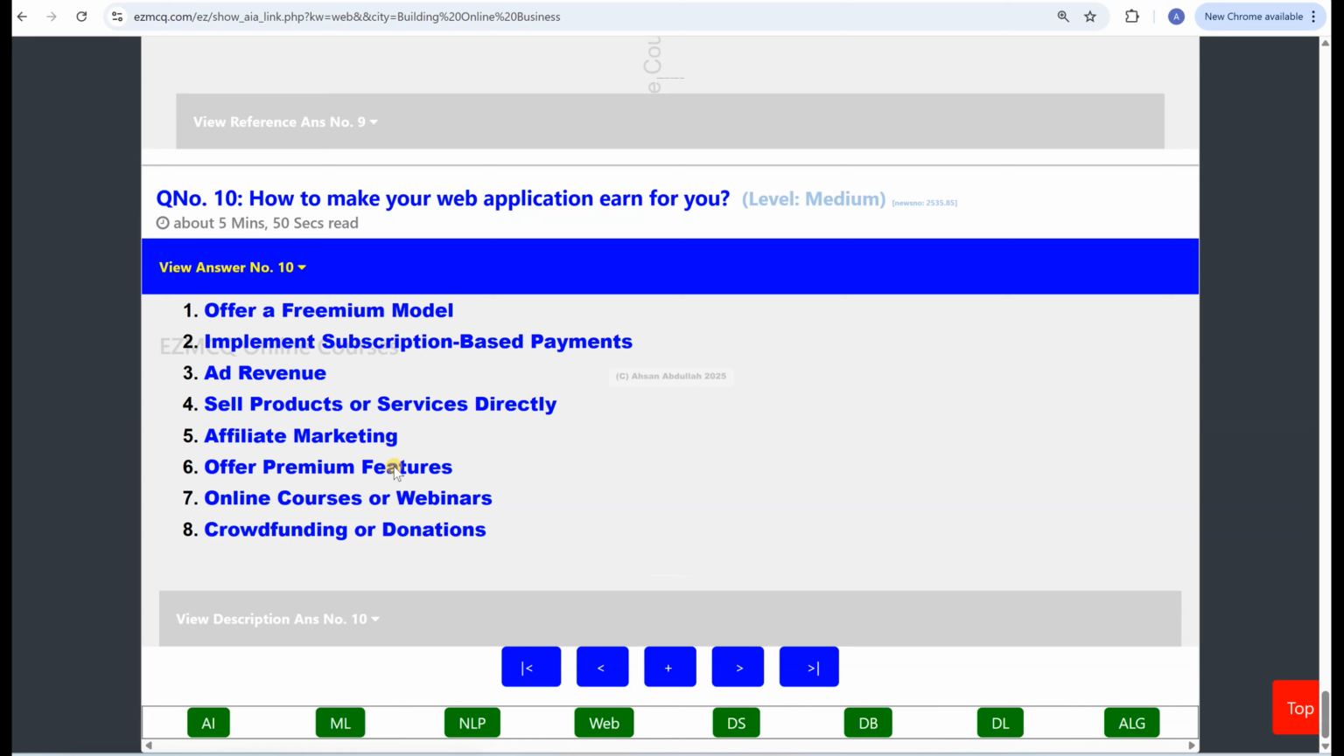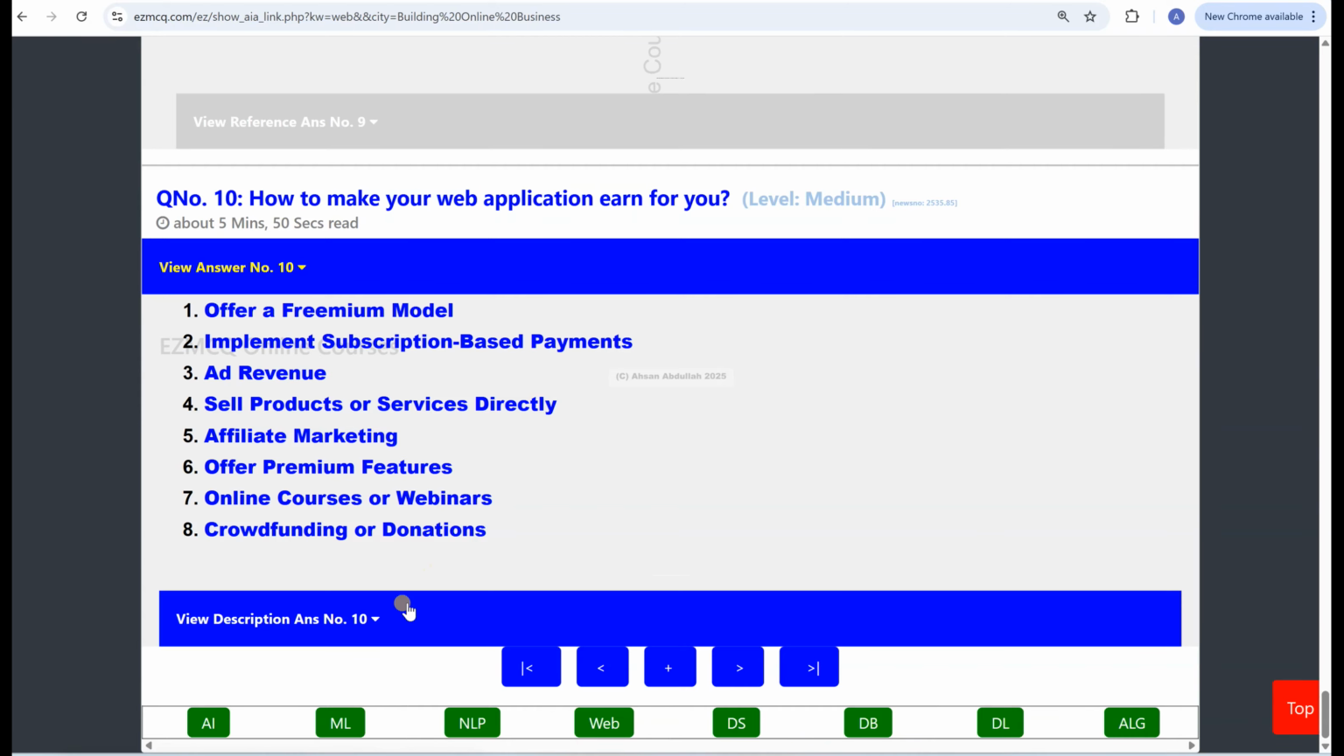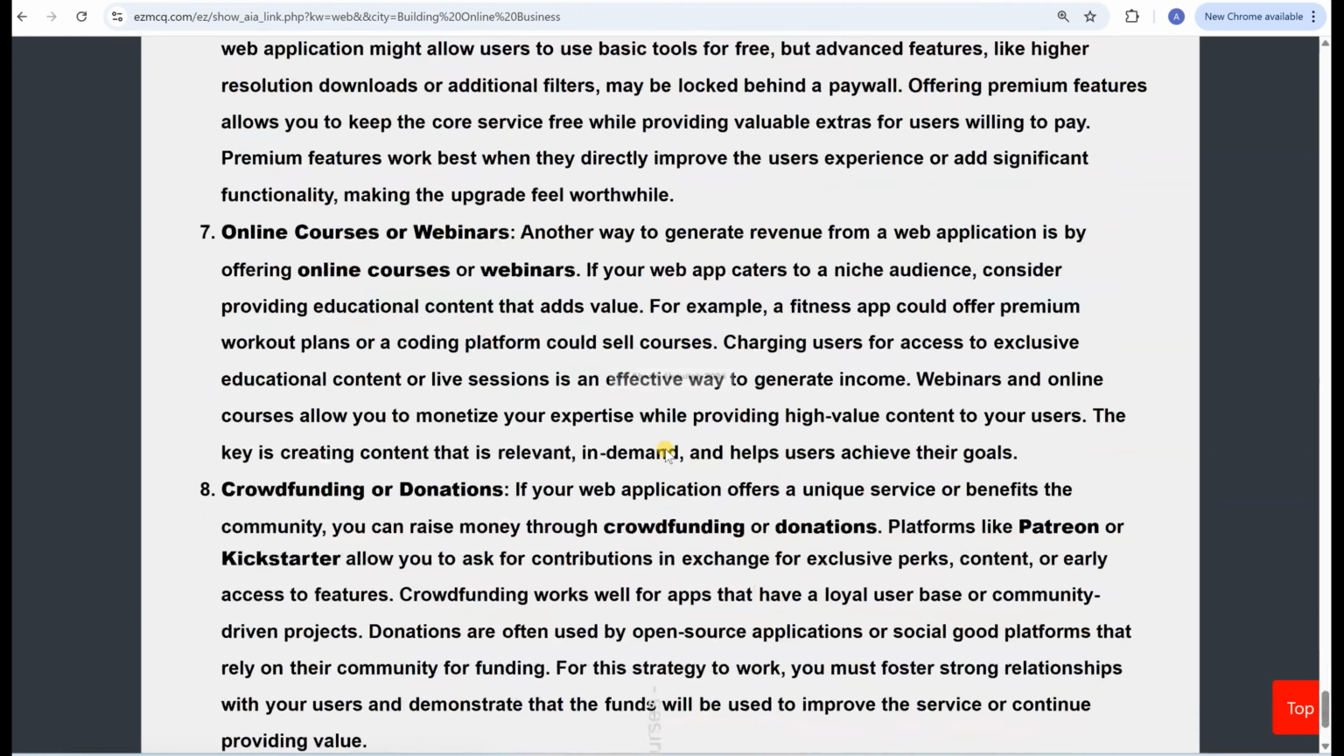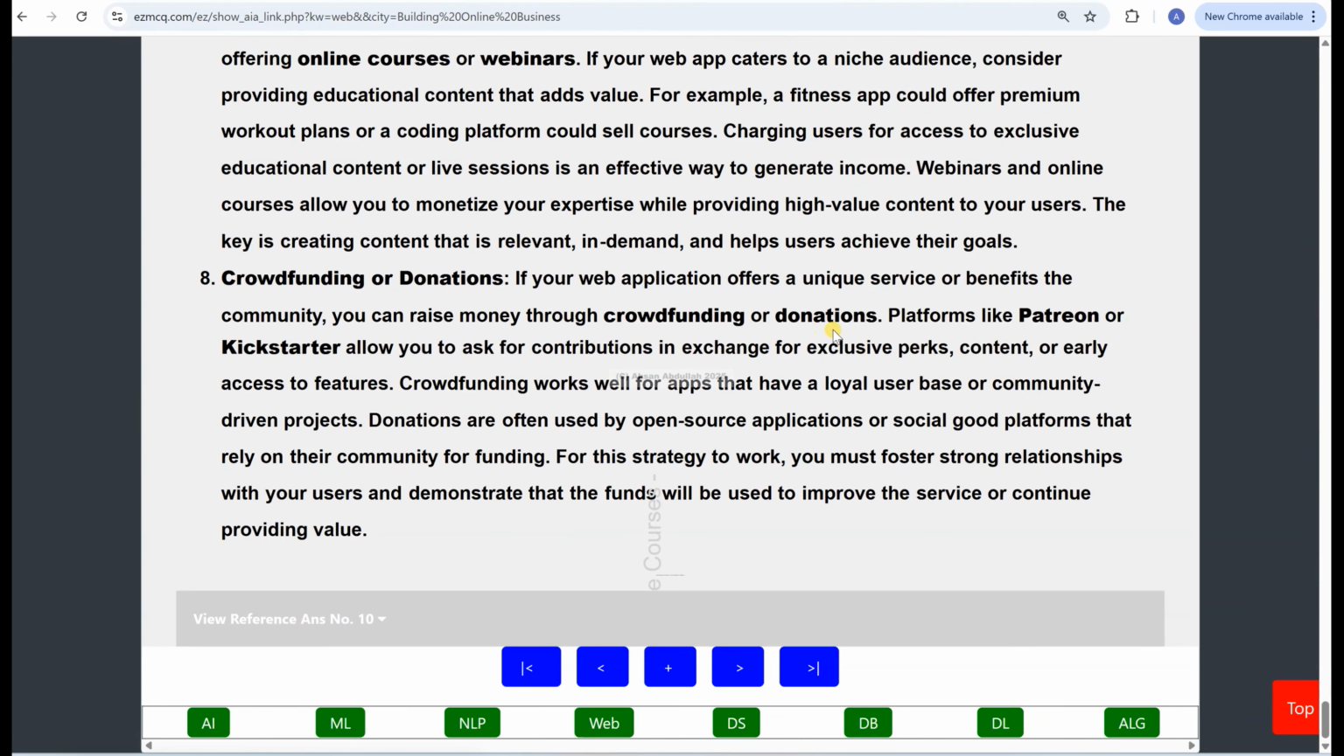Affiliate marketing, offer premium services with this. Online courses or webinars, and crowdfunding or donations. For example, you must have seen Buy Us a Coffee or something, so that's crowdfunding. And donations are often used by open source applications and social good platforms. They rely on community funding.